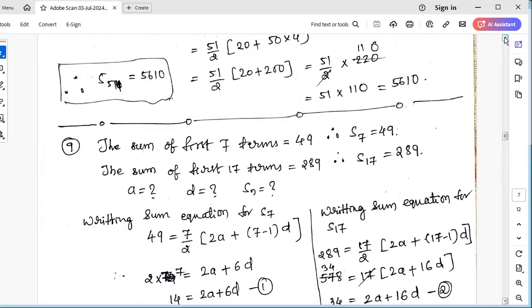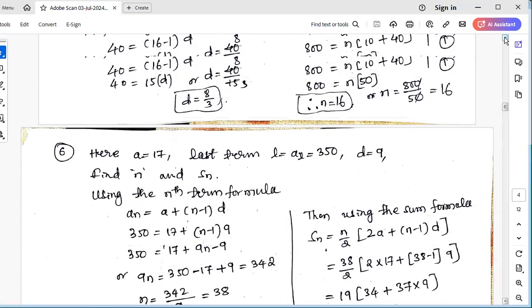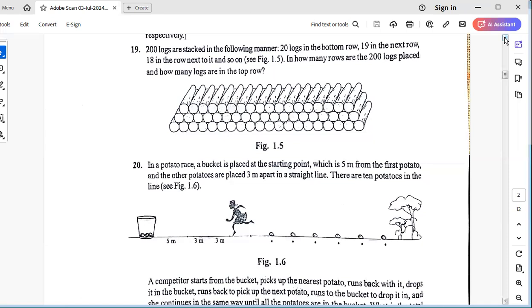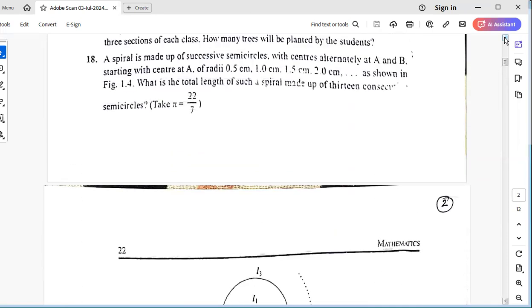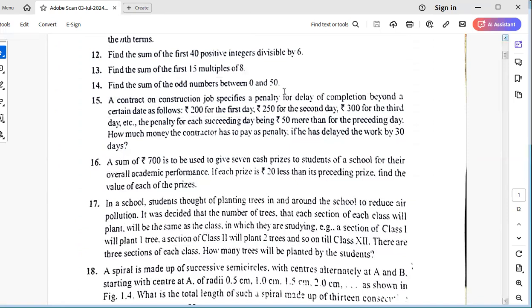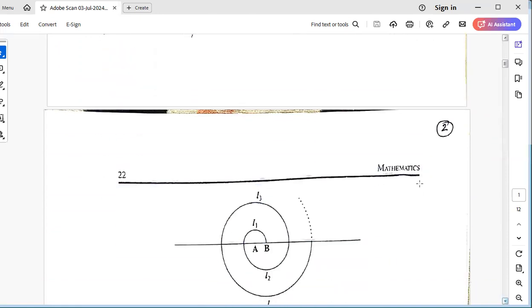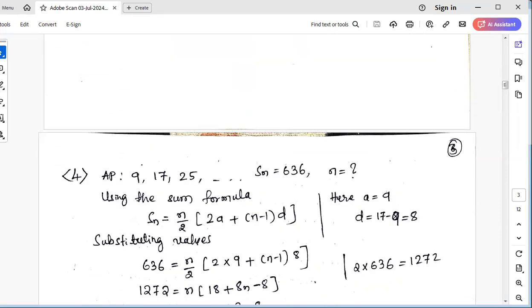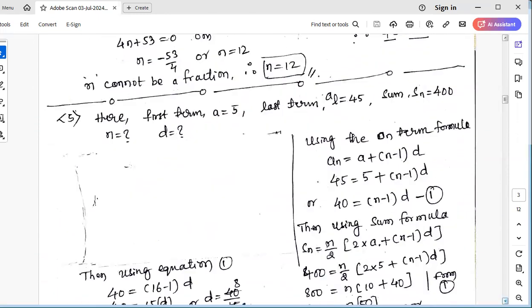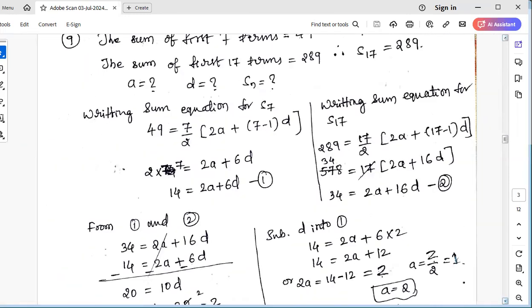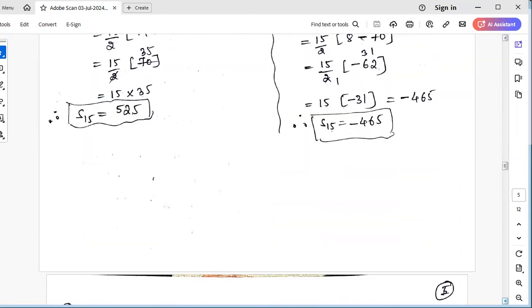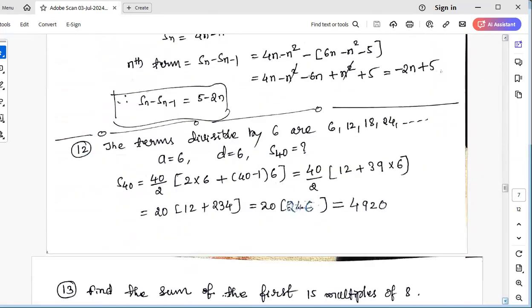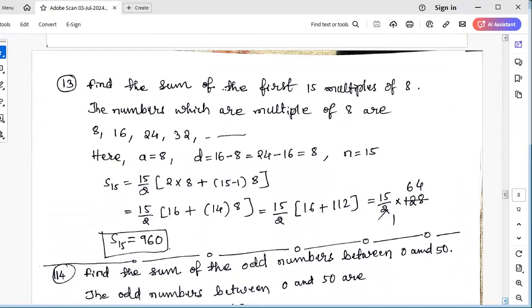Now I will move to the problem number 13. Let me see what is the problem number 13. So the problem number 13 is like this: find the sum of the first 15 multiples of 8. So that is the problem. It's also a small problem. Find the sum of first 15 multiples of 8.